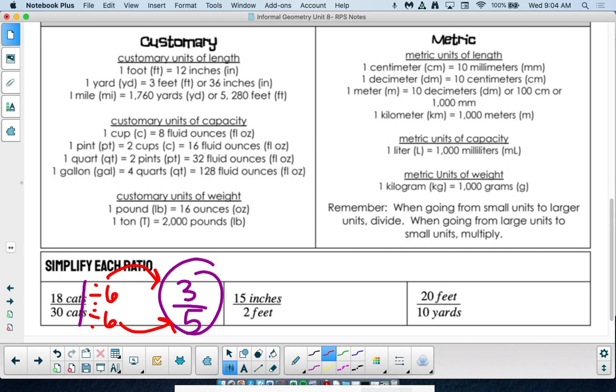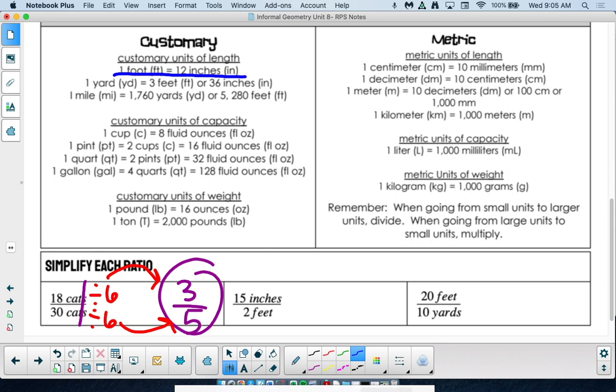Okay, very good. Our next one here, we have inches over feet. Remember step 1, do we have the same unit? We don't. We have inches and feet. And you always want to convert to the smaller unit. So if I look up here, there's 12 inches in 1 foot.